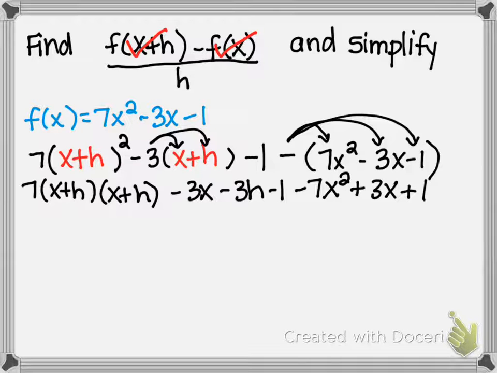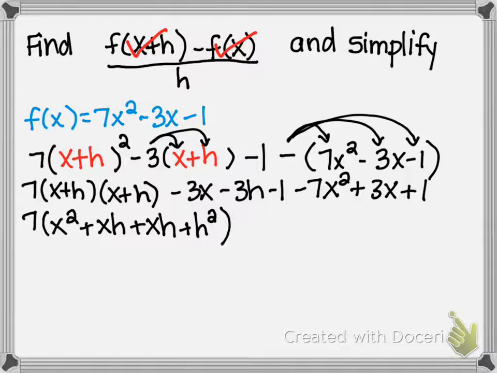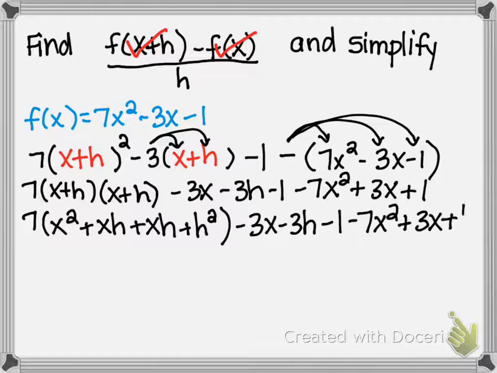And of course I'm going to multiply. I'm going to leave that 7 there, but I have x times x, which gives me x squared. X times h gives me xh. H times x gives me another xh. And h times h gives me h squared. Again, I have minus 3x, minus 3h, minus 1, minus 7x squared plus 3x plus 1.